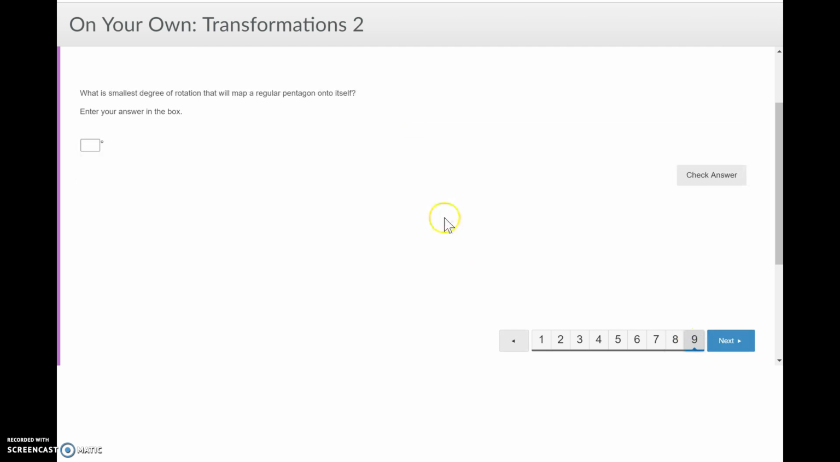And last one, what is the smallest degree of rotation that will map a regular pentagon onto itself? A pentagon has 5 sides, so we take the total number of degrees in a circle, 360 degrees, divide by the number of sides. Regular means they're all the same length, so we can do this. Number of sides is 5, and we get 72.